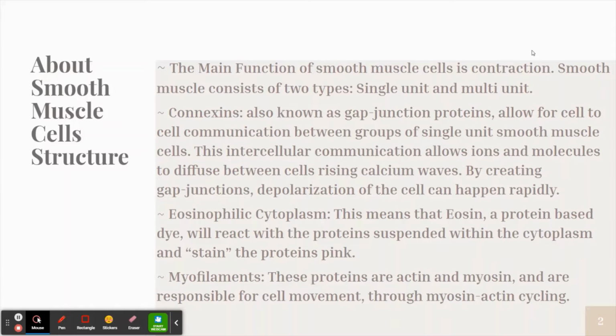Eosinophilic cytoplasm. This means that eosin, a protein-based dye, will react with the protein suspended within the cytoplasm and stain the proteins pink. Myofilaments. These proteins are actin and myosin and are responsible for cell movement through myosin-actin cycling.